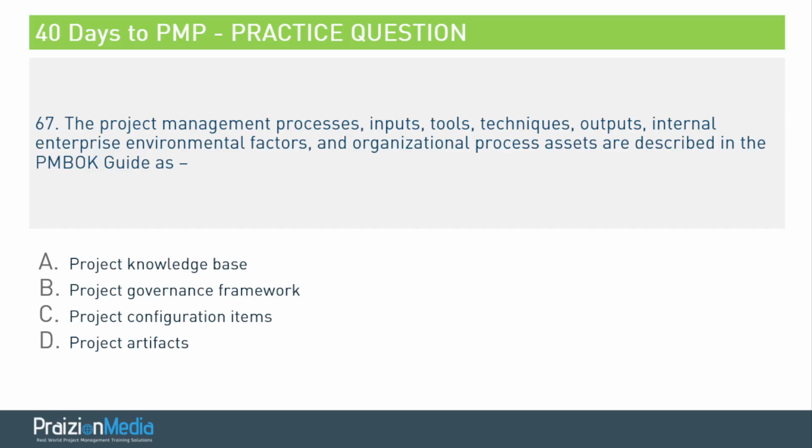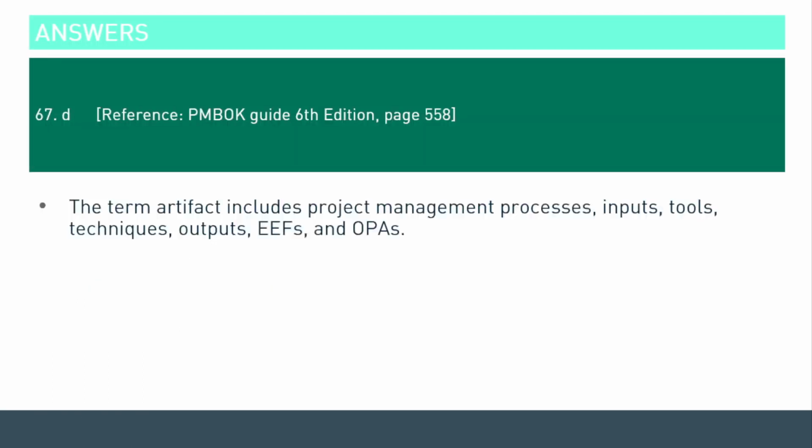The project management processes, inputs, tools, techniques, outputs, internal enterprise environmental factors, and organizational process assets are described in the PMP guide as what? Give you a few moments. Think about what the answer could be. All right. Hit the pause button if you need more time. 3, 2, and 1. The answer to this, my friends, is not A, B, or C. The answer is actually project artifacts, D.